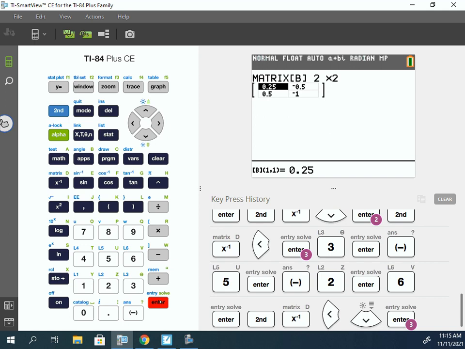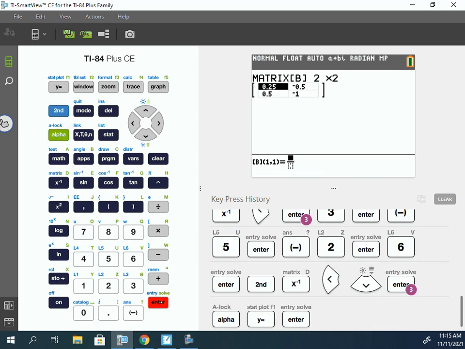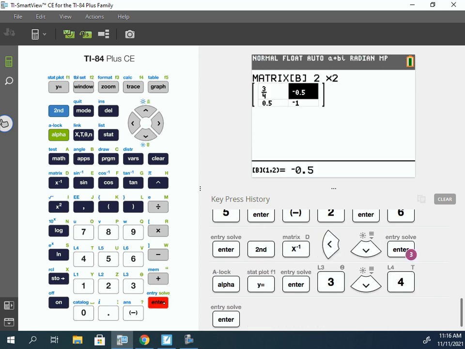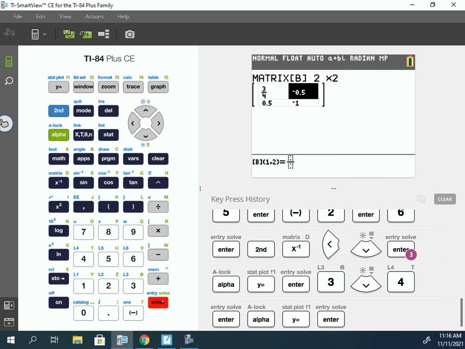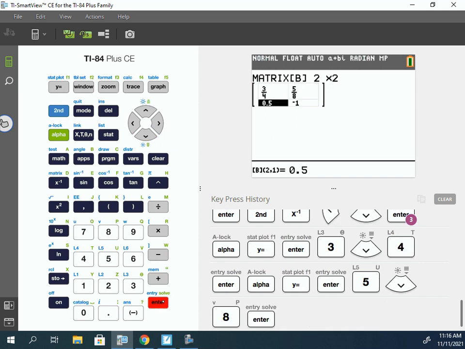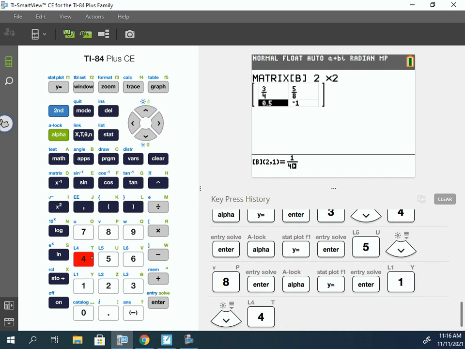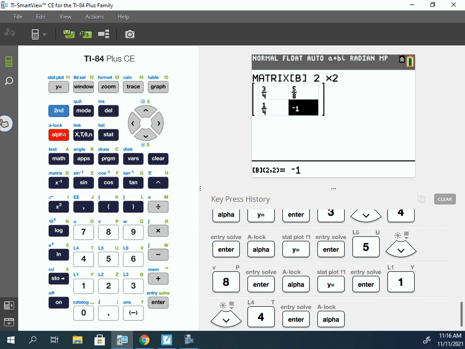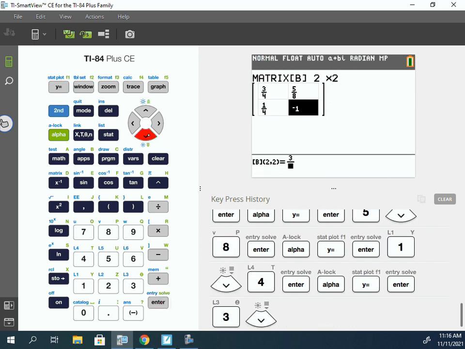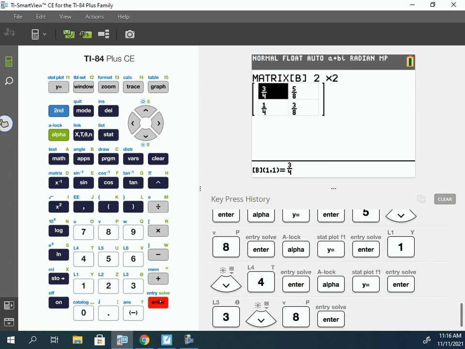And for matrix G, we could do alpha y equals enter and plug in 3/4. Alpha y equals enter will give us the fraction. And then we can do 5/8. Our next one, alpha y equals enter, and we can do 1/4. And the last one, alpha y equals enter, 3/8. So we can use the alpha y equals enter to get the fractions as well. Any questions on how we type these in?